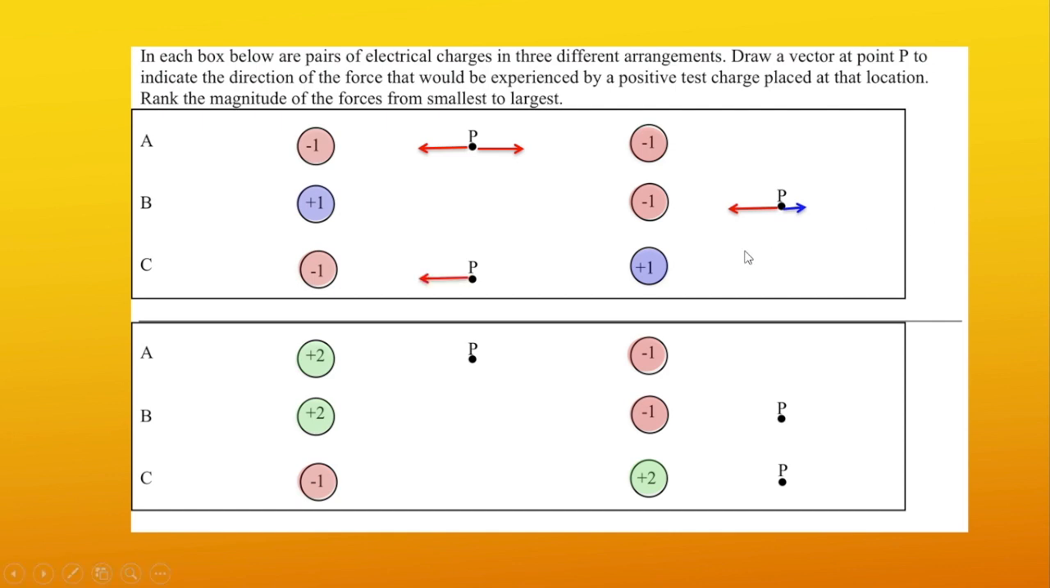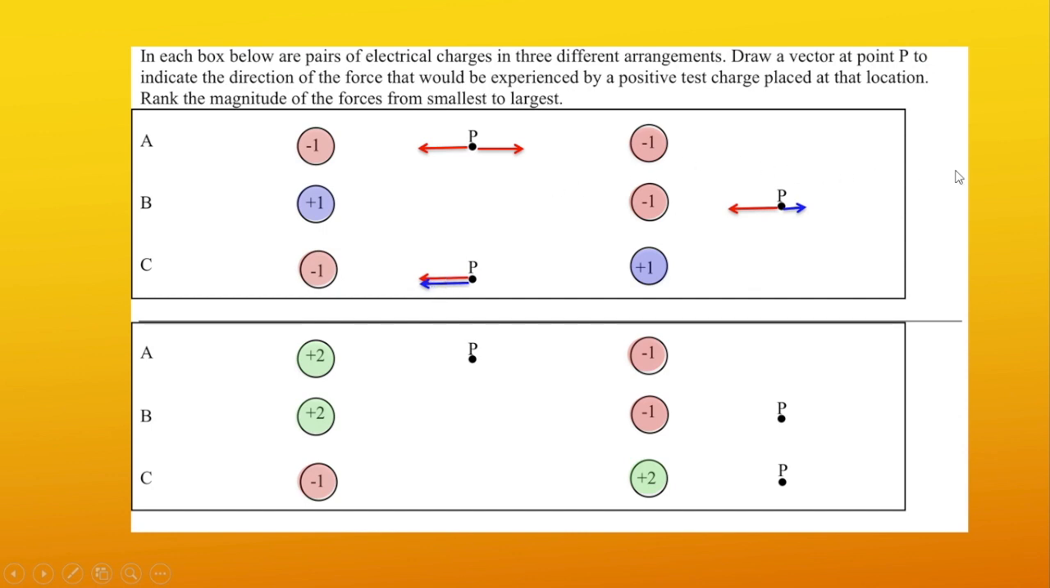We take a look at C, we see that we have a positive force pushing it to the left, and that's coming from this +1 charge over here. Now we have this -1 charge, and this -1 charge is pulling it to the left as well. Because this is a positive charge, we know that negatives and positives attract, so in this case we have 2 arrows pointed in the same direction.